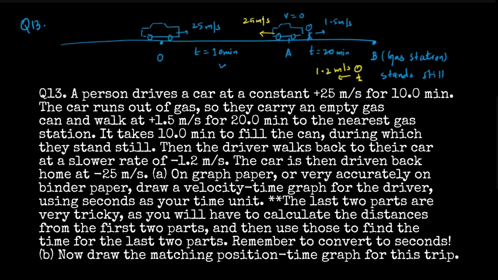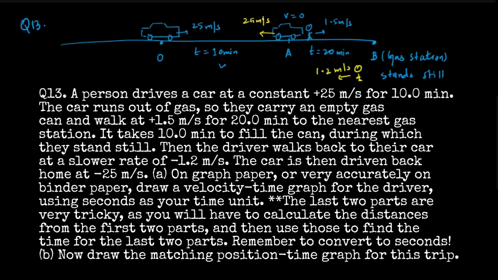So on graph paper, or very accurately on binder paper, draw a velocity-time graph for the driver, using seconds as the time unit. The last two parts are very tricky, as you will have to calculate the distance from the first two parts. We have to draw the velocity-time graph. Then use those to find out the time for the last two parts. Remember to convert it to seconds. Now draw the matching position-time graph for this trip.